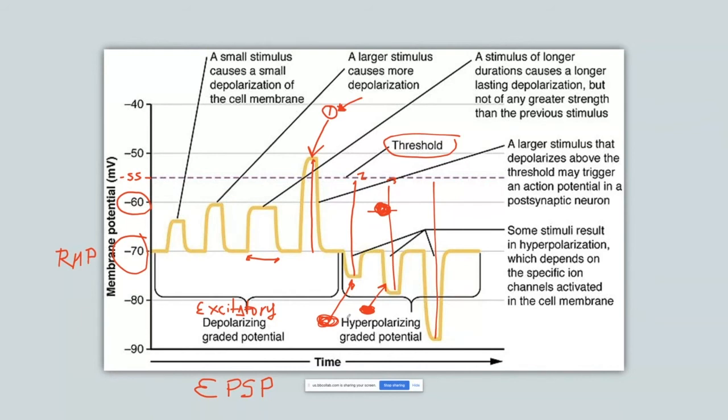Okay, so hyperpolarizing graded potentials are the ones that inhibit the neuron. That's why we also call them inhibitory postsynaptic potentials or IPSPs.